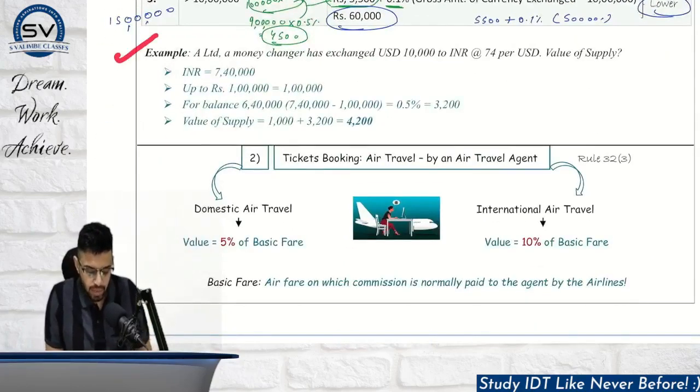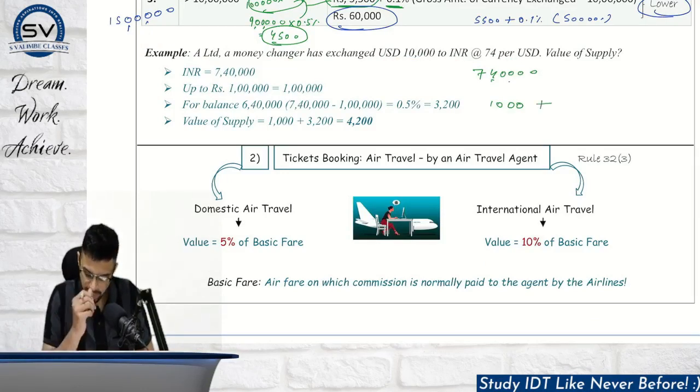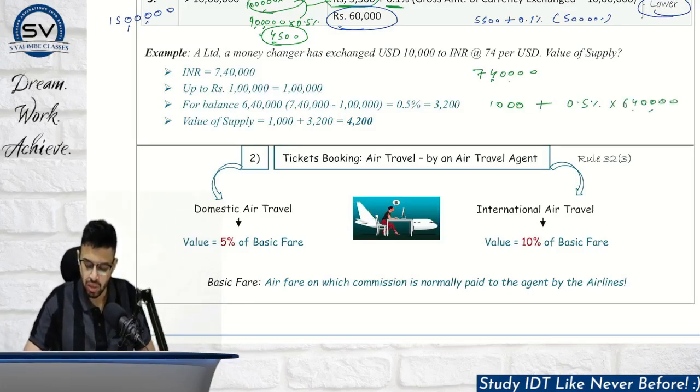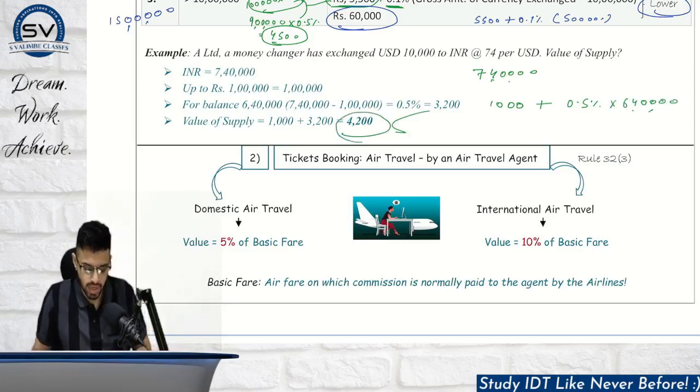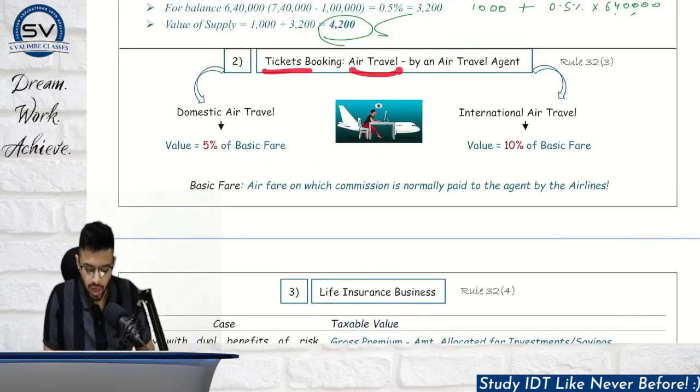Example I have covered. A Limited, a money changer, exchanged USD 10,000 to INR at 74. At 74 means 10,000 into 74. This is 7,40,000. So this is in the second slab. So this will be 1,000 plus 0.5% of 6,40,000, because 1 lakh is covered. So 6,40,000 into 0.5% plus 1000, this happens to be 4,200. Hope this is clear. Next, ticket booking, air travel agent.